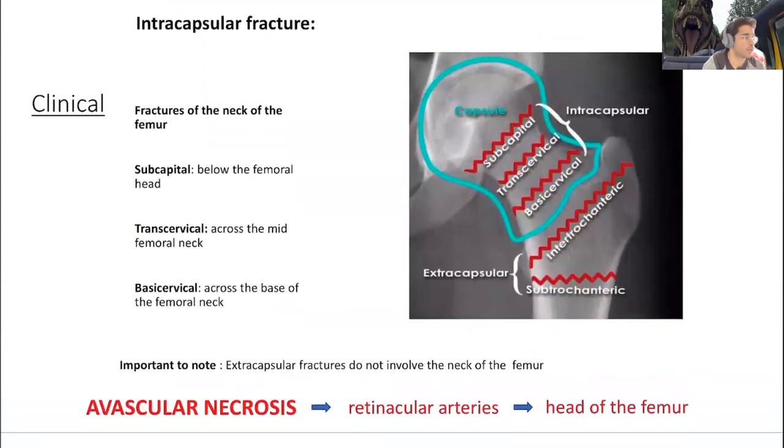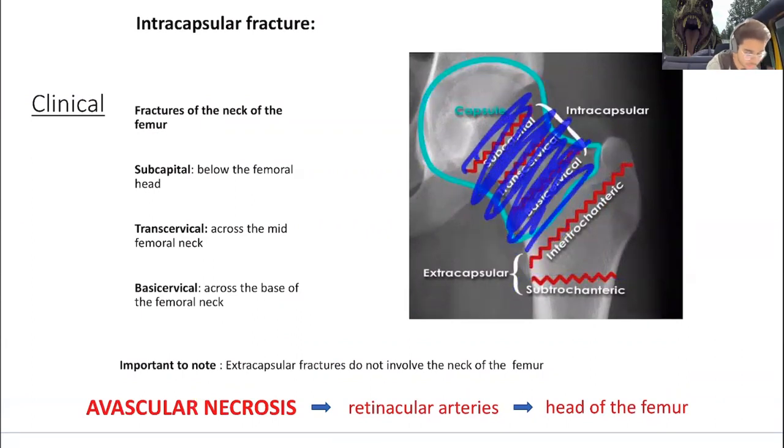There you go, intracapsular fractures, right? These are bad. These are capsules. So this is the capsule that we're talking about. This is at the femoral neck. If it's below this, then the prognosis tends to be better, right? You don't have avascular necrosis because you haven't disrupted the blood supply.